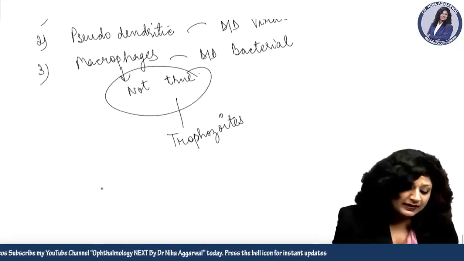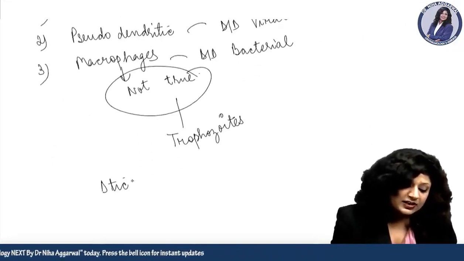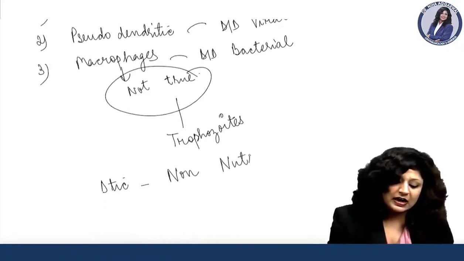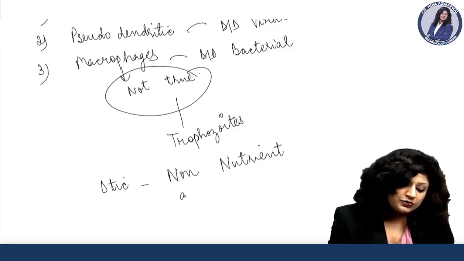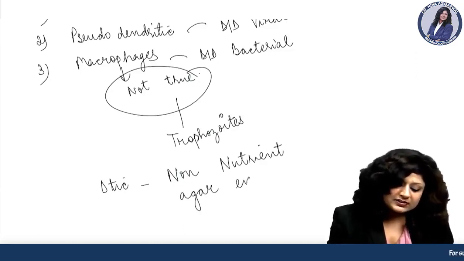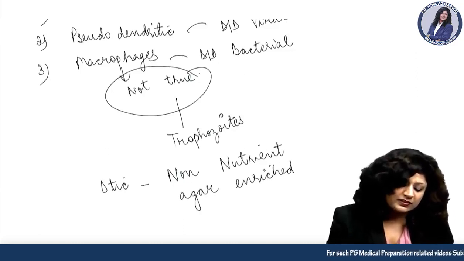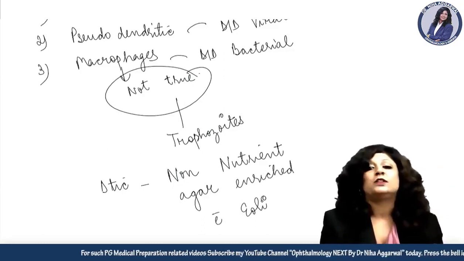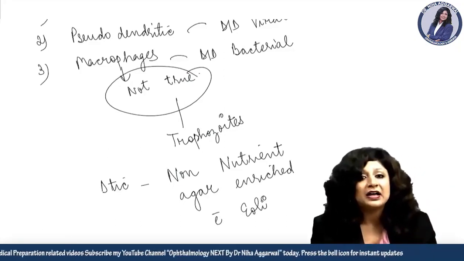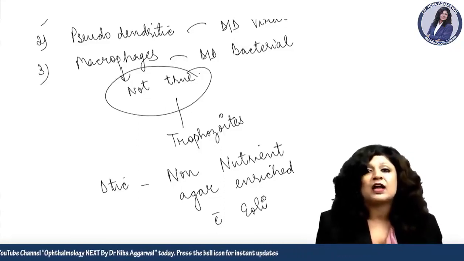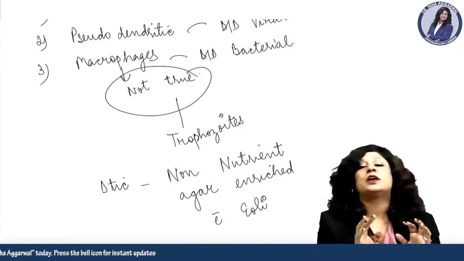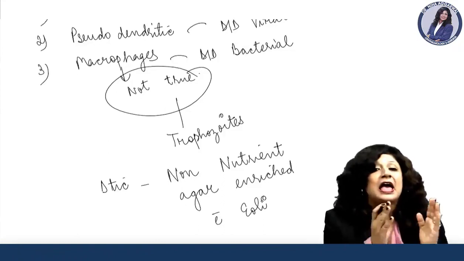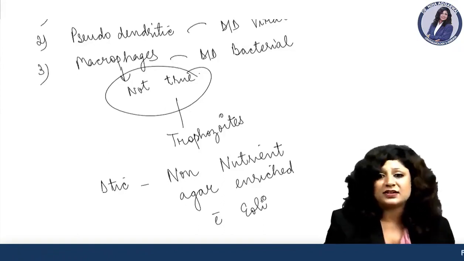Now what can be diagnostic? Diagnostic is the growth on non-nutrient agar, which is enriched with E. coli. If you are having growth on the non-nutrient agar which is enriched with E. coli, then you are sure that you are dealing with a case of acanthamoeba corneal ulcer, and you have to take the necessary treatment.